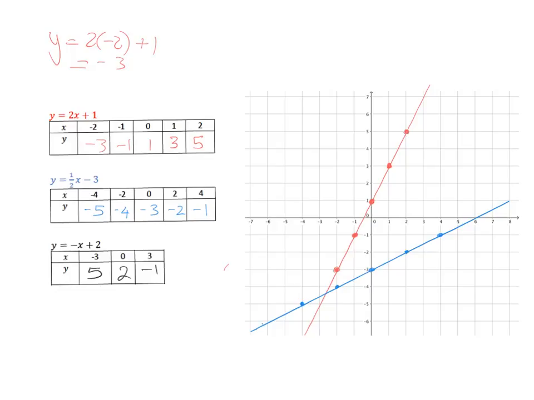Let's go and plot those. When x is negative 3, our y value is 5, so it's up there. Plot that point. When x is equal to 0, our y value is 2, so it's up there. And when x is equal to 3, our y value is negative 1, so it's down there. And again, these 3 points are lying on a straight line. And so we can guess that if we were to plot a whole lot more points, we're going to get everything sitting on a straight line.